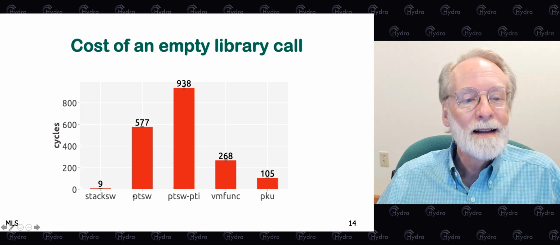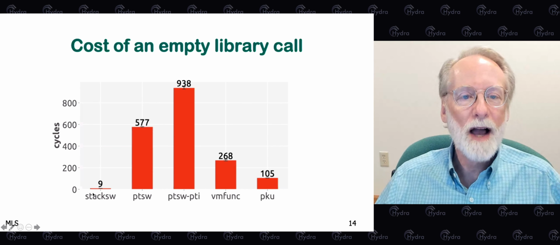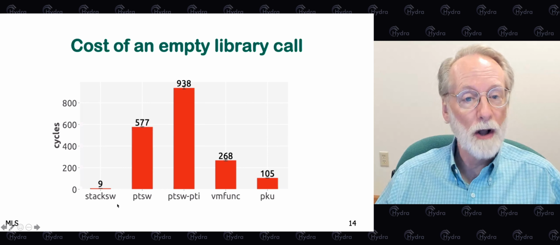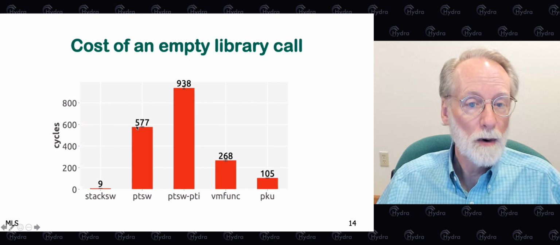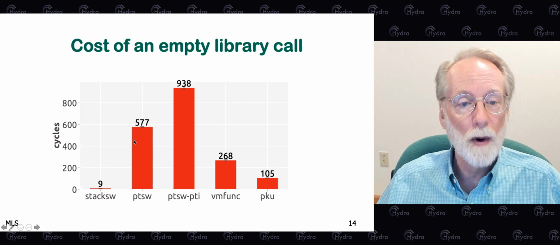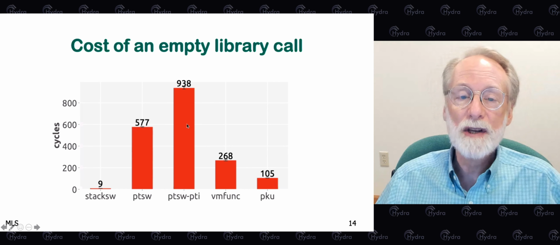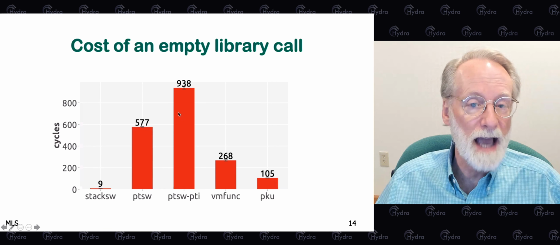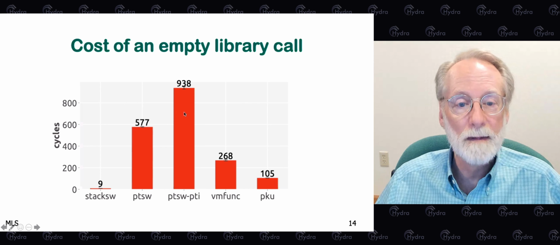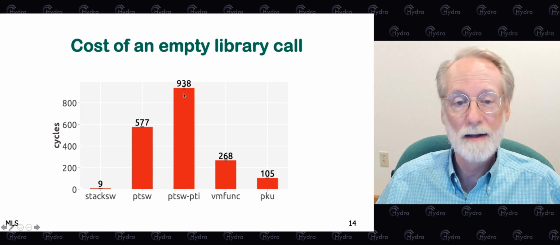So that's the perfect maximum performance case, 9 cycles to get into a library and back if we weren't paying for protection at all. If we switch page tables, we're up to well over 500 cycles in order to change the page table root pointer in a modern Linux system. And if we're doing page table isolation, as we might if we're trying to mitigate the Meltdown attacks on recent x86 processors, that cost goes up to almost 1,000 cycles.